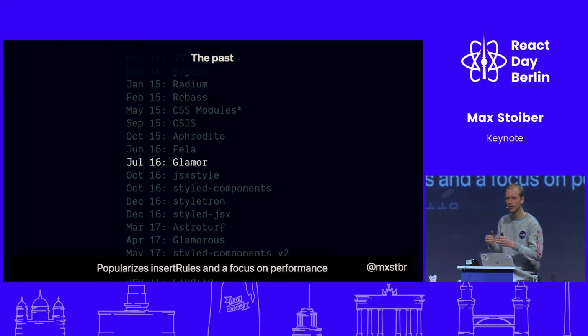With insert rule, you can insert up to 100,000 rules of CSS. So a rule is like a font size 12 pixels, right? You can insert up to 100,000 rules of CSS in less than 16 milliseconds, which is ridiculously fast.